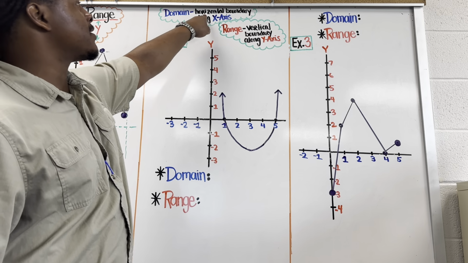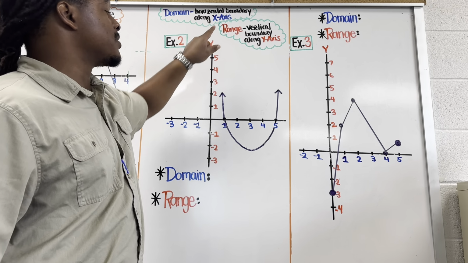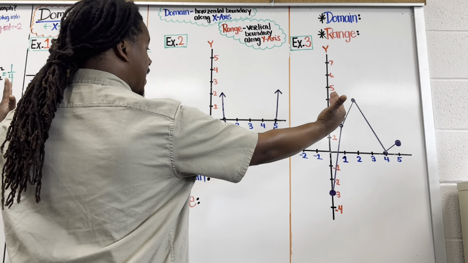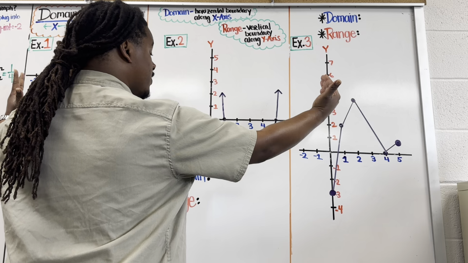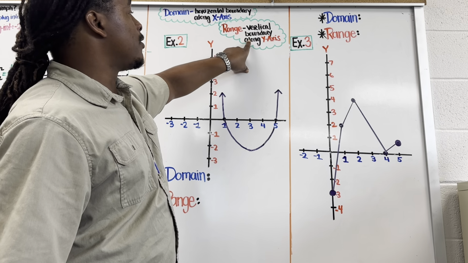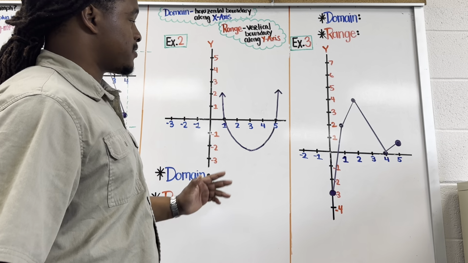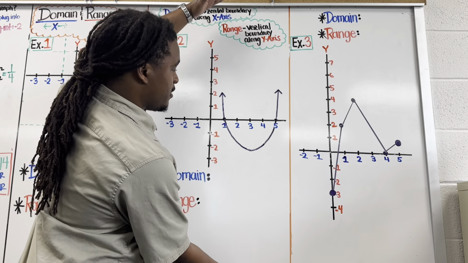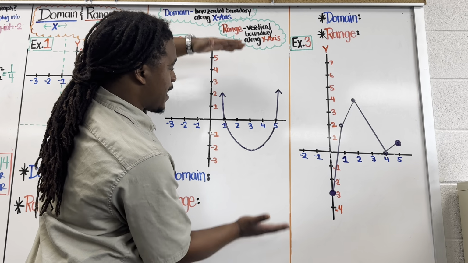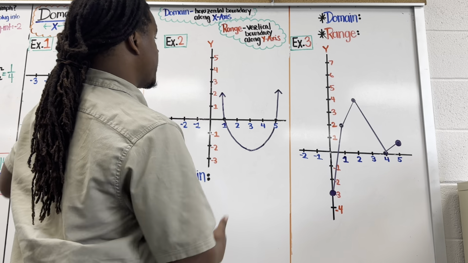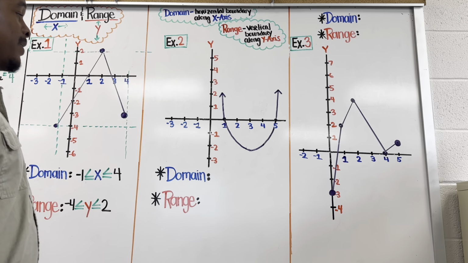Remember, the domain is the horizontal boundary, which is along the x-axis. So the domain is how wide the function can expand. The range is the vertical boundary along the y-axis. So it's how high and how in depth vertically that the function can expand, based on the y coordinates that we have, okay?